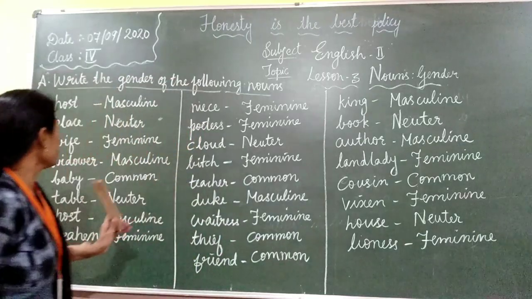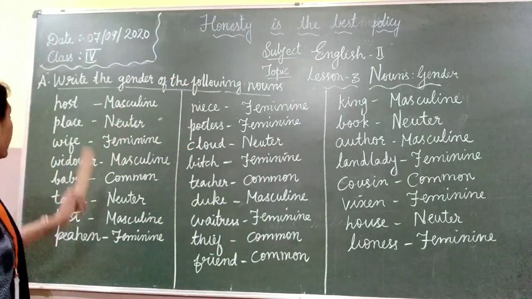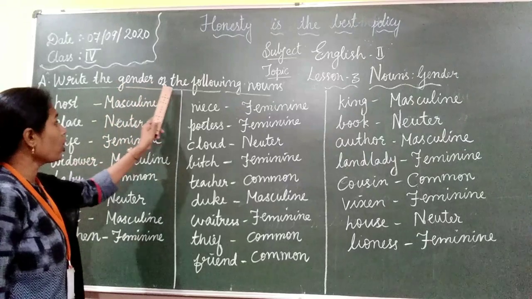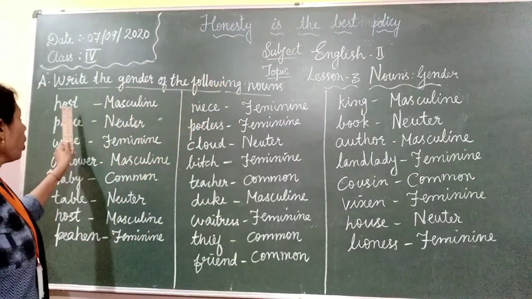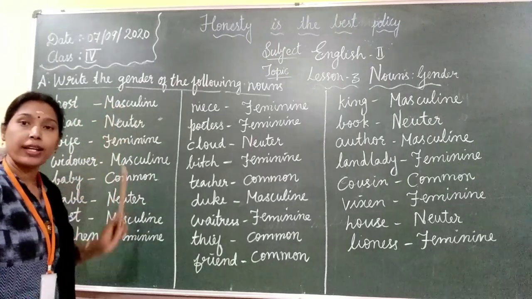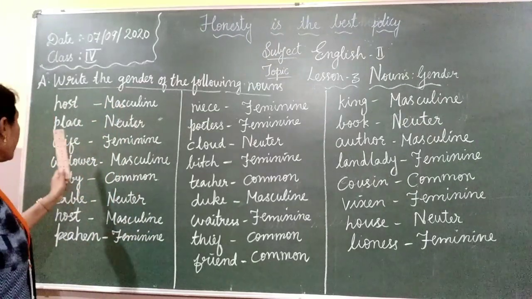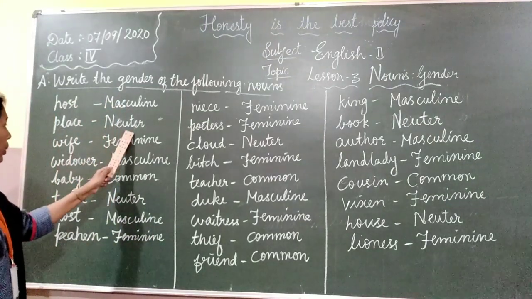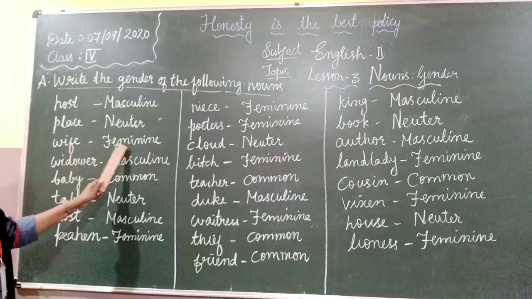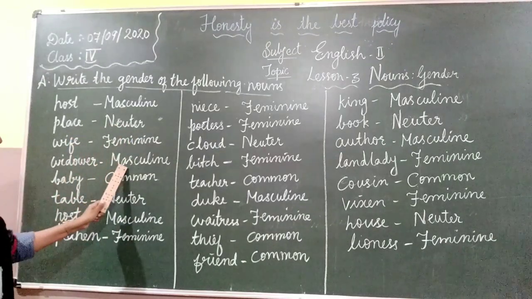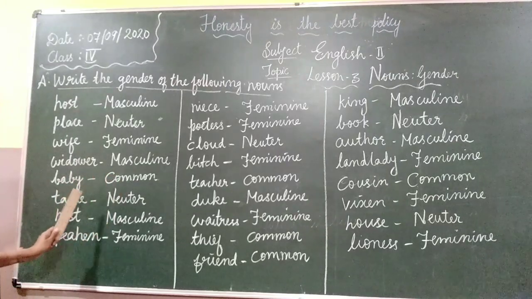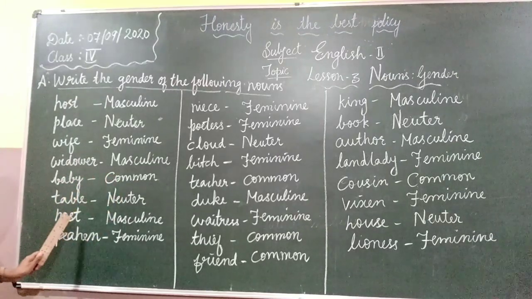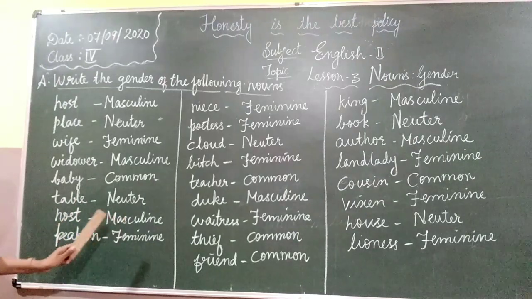Children, next are the exercises. The first one is: answer the gender of the following nouns. First one is host. Host is masculine. So write in the blank, masculine. Next, place. It is neuter. Wife, feminine. Widower, it's masculine. Baby, it is common. Table, it is neuter. Host, it is masculine.